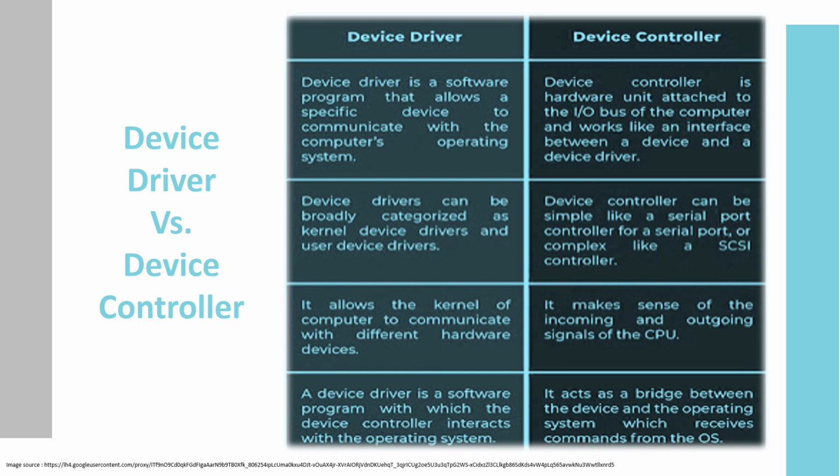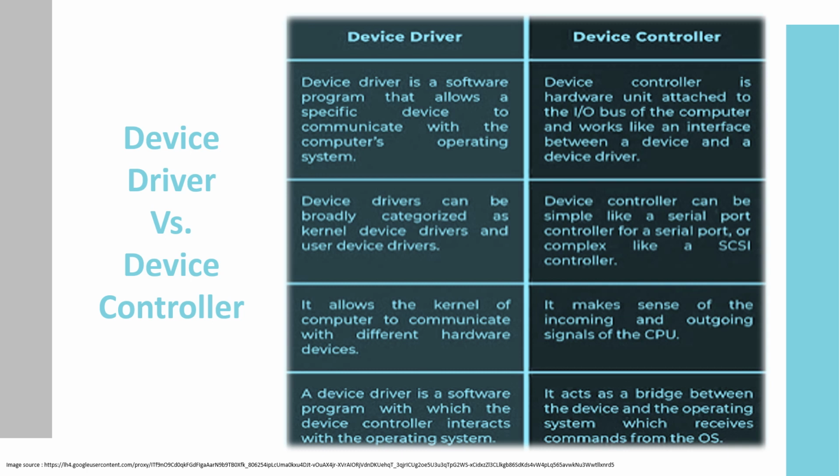This specific device can be any peripheral device. You can say pen drive, your keyboard, your mouse, speakers, printer, anything. That specific device can be any device, right? And the specific device needs to communicate with the computer's operating system. Simple. As I told you, an operating system does not know about any external peripheral device. So to establish a communication, we require something, and this will be done by the device driver.